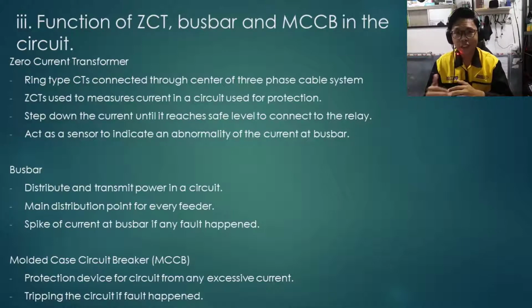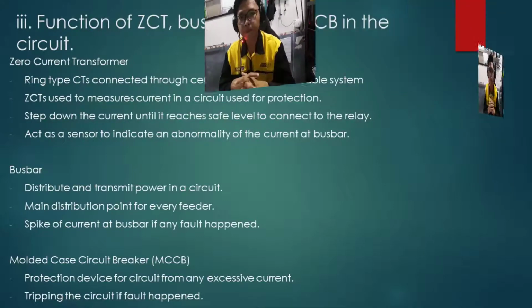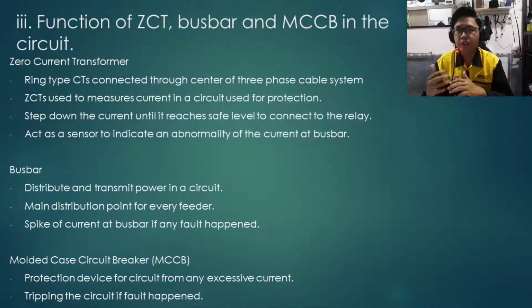The function of ZCT in the circuit is to act as a sensor to indicate any abnormality of the current at the bus bar, and it will signal the ELR to trip the circuit through the MCCB. The next one is the bus bar. The function of the bus bar is to distribute and transmit power in the circuit. The bus bar carries a large amount of current and is the main distribution point for every feeder.